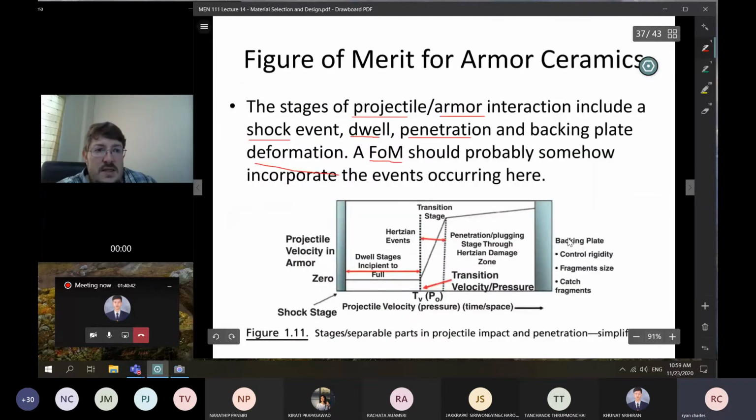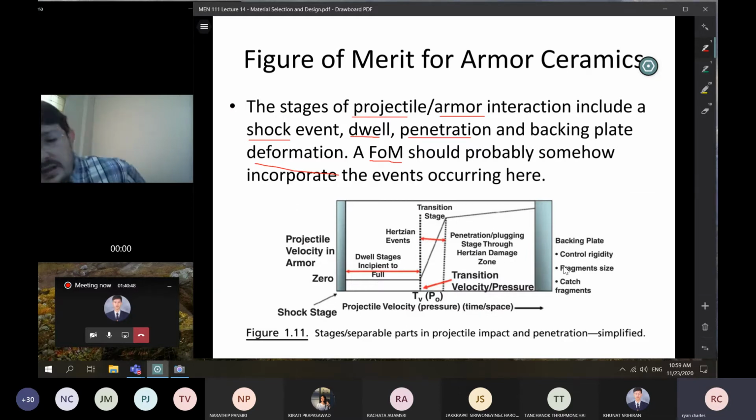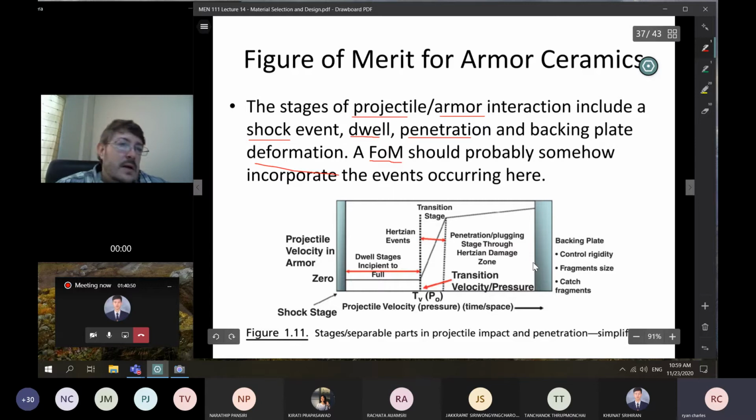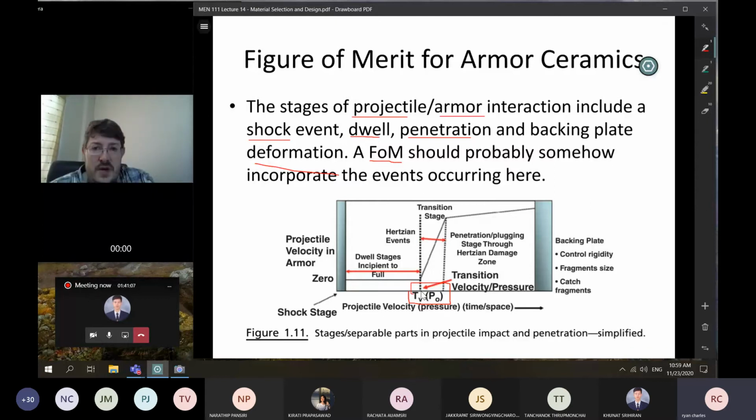There's lots of events in a dynamic event. When you shoot a bullet, lots of things happen. One of those is dwell, right? And there's this transition velocity, right? At what velocity do you go from dwell to penetration, right?